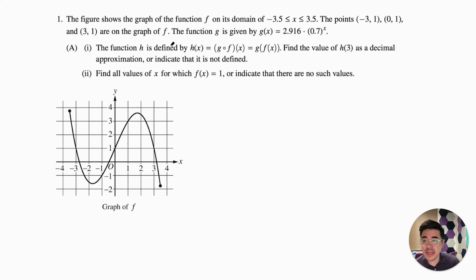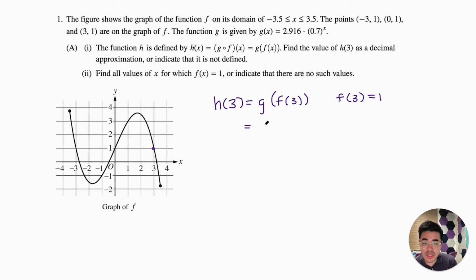A says the function h is determined by h is equal to g of f of x, and find the value of h of 3 as a decimal. So here's how I'd show my work. I'd say h of 3 is equal to g of f of 3. Now we have the graph of f, right? What is f of 3? Well, 3 is the input for the x value, so f of 3 would equal 1. So somewhere on the exam I'd showcase that f of 3 is equal to 1.